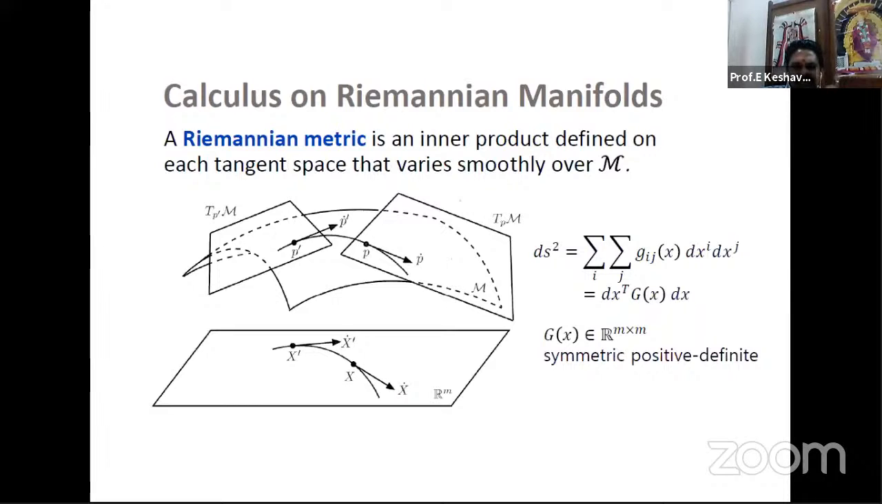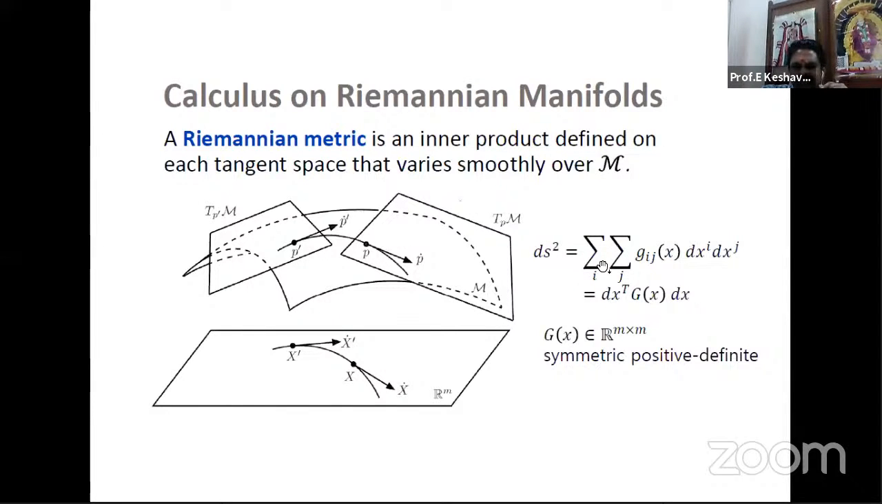And the Riemannian matrix is an inner product defined on each tangent space. For example, continuing the same thing, this was T_P M, which we defined last. Now this is T_P' M, with point P and point P'. Once again, we make a tangent here. So the Riemannian matrix is an inner product defined on each tangent space, and these vary smoothly over M.